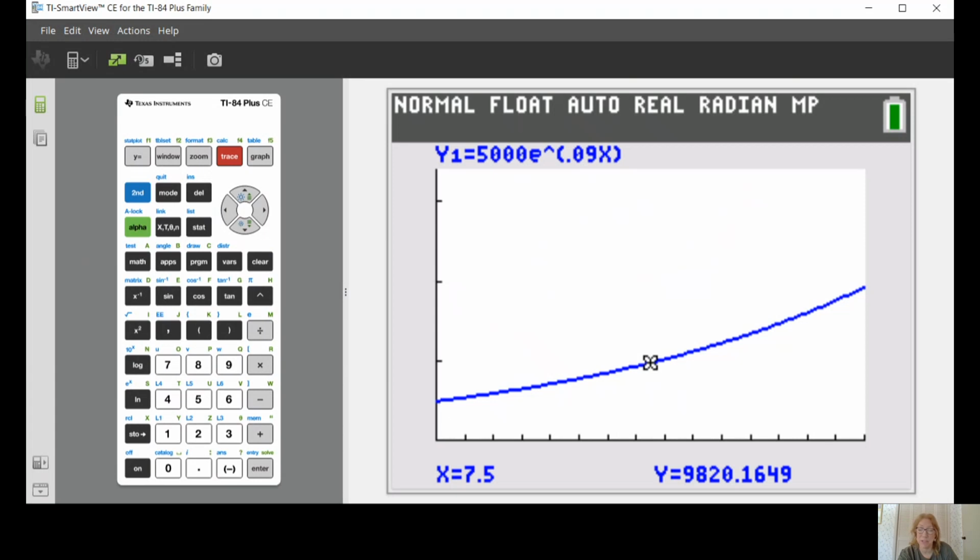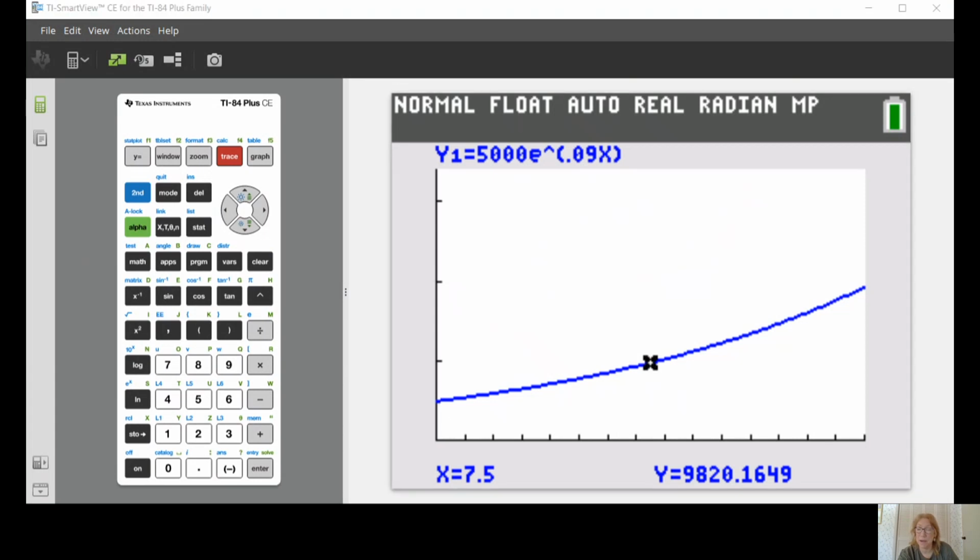So now we need to go and match that to one of our graphs. So now I have to unshare and reshare again. Unshare, share the homework.